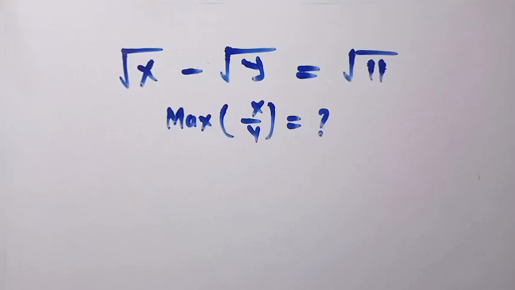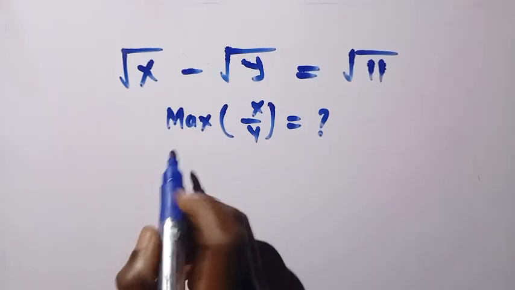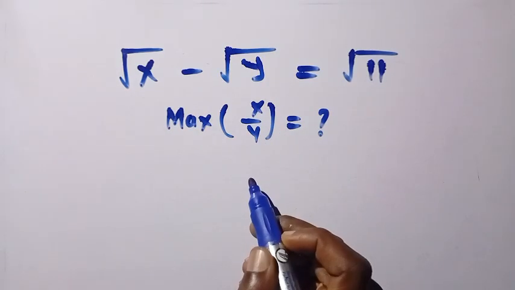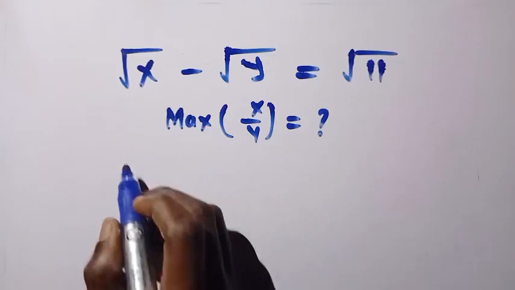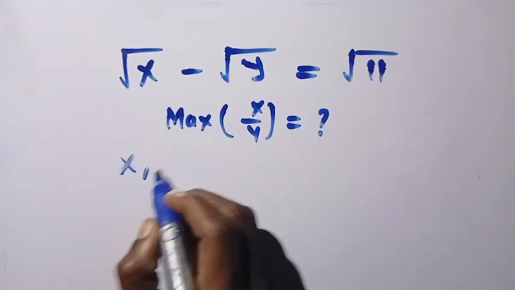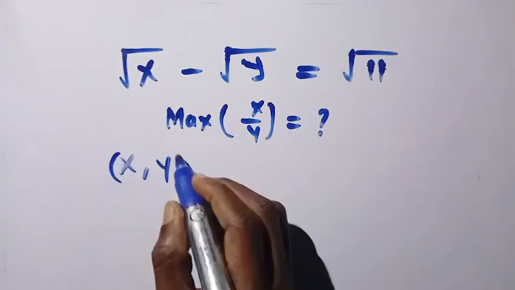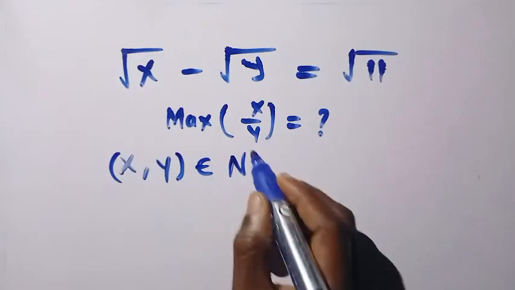How to solve these nice algebraic equations? We have root x minus root y equals root 11. We are interested to find the maximum value of x over y, where x and y, both of them, are members of natural numbers.